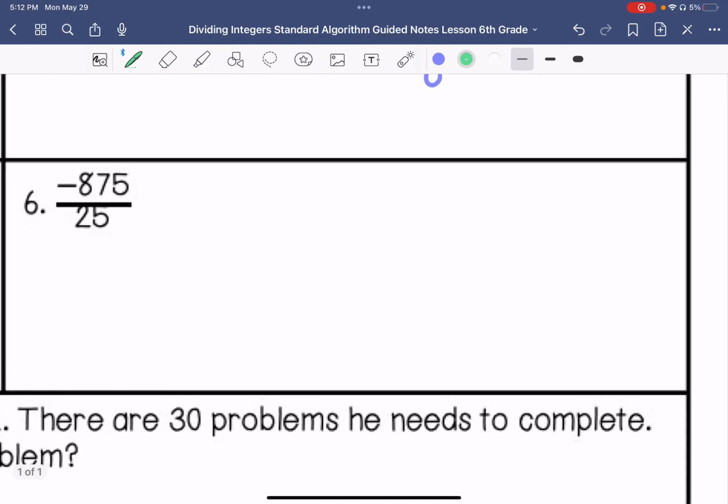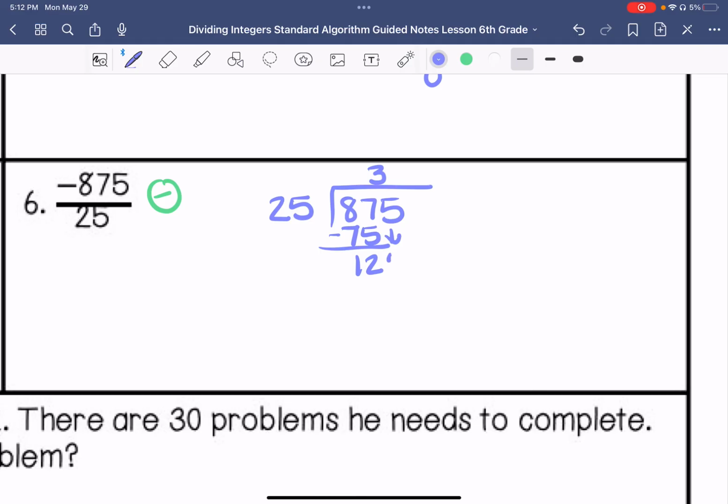All right, number 6, my answer is going to be negative because I have a negative and a positive. 25 goes into 87 3 times. 25 times 3 is 75. That is 12. Bring down the 5. I think about 25 as quarters, so there are 5 quarters in 125. So 25 times 5 is 125. And my answer is negative 35.